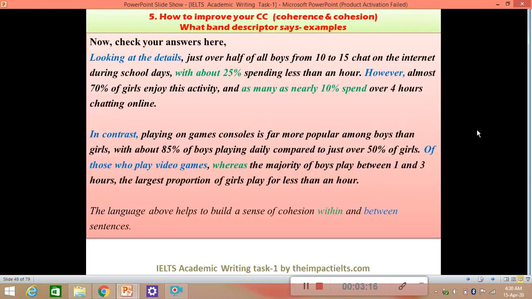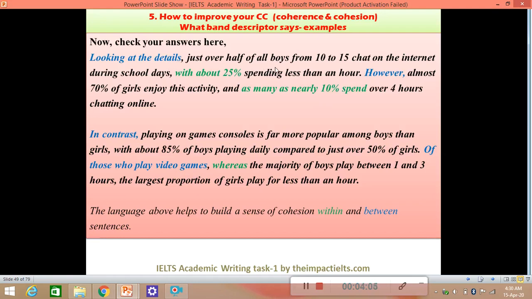So this is the first paragraph. You can see the colored part is the use of coherence and cohesion. Looking at the details, you can see these are used within the sentences. But then this is between the sentences, so there are 2 separate sentences. That is the difference between within and between the sentences. This blue color is between the sentences, and this one is again between the sentences. The green color is within the sentences, so there is no separate sentence with green color.